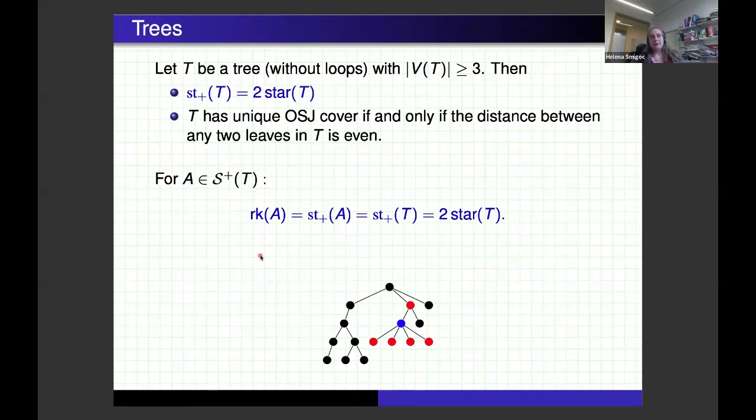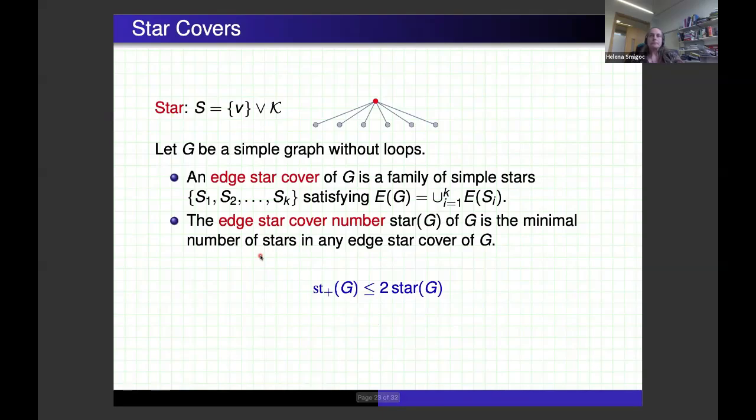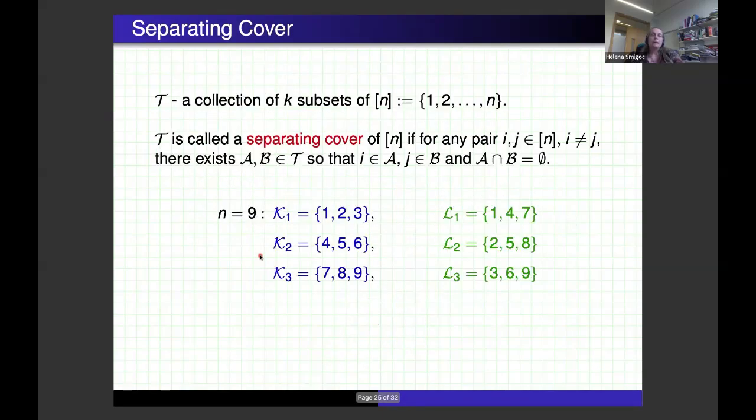So trees, in some sense, are one side of our examples. So here I had two examples. On one side I had trees, and now we understand the trees, and now we will move to the complete graphs without loops. So I'm not going to talk about loops. And to understand what's going on there, I need another concept. I need to introduce the concept of separating cover.